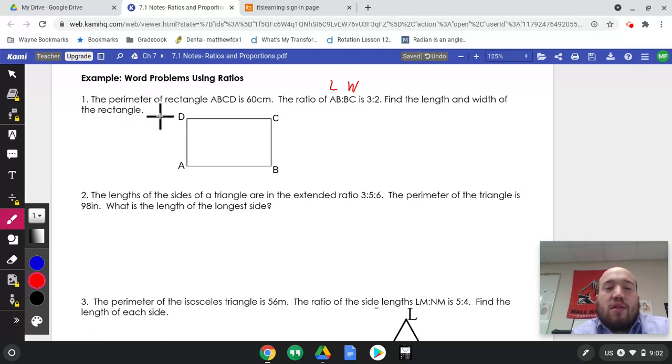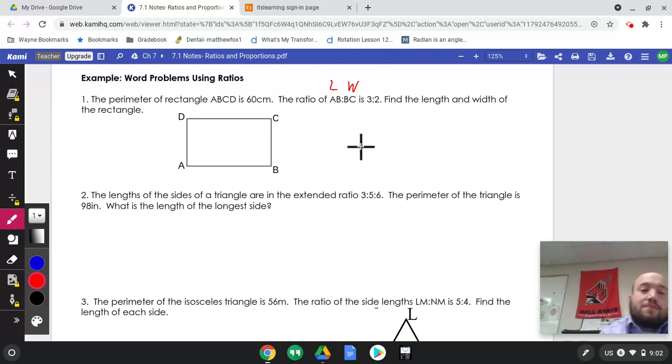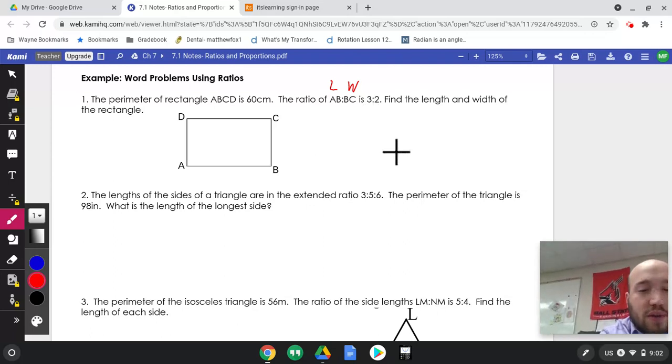Perimeter, I'm hoping you guys remember, means if we add up all the sides together, those four will add up to equal 60. Now, in order to solve this, if it's a 3 to 2 ratio, it doesn't mean that one of these is 3 centimeters and the other is 2 centimeters, but the ratio is 3 to 2. So we can put 3x to 2x, because whatever we find x to be, if I multiply it by 3 and by 2, that ratio of 3 to 2 will occur.